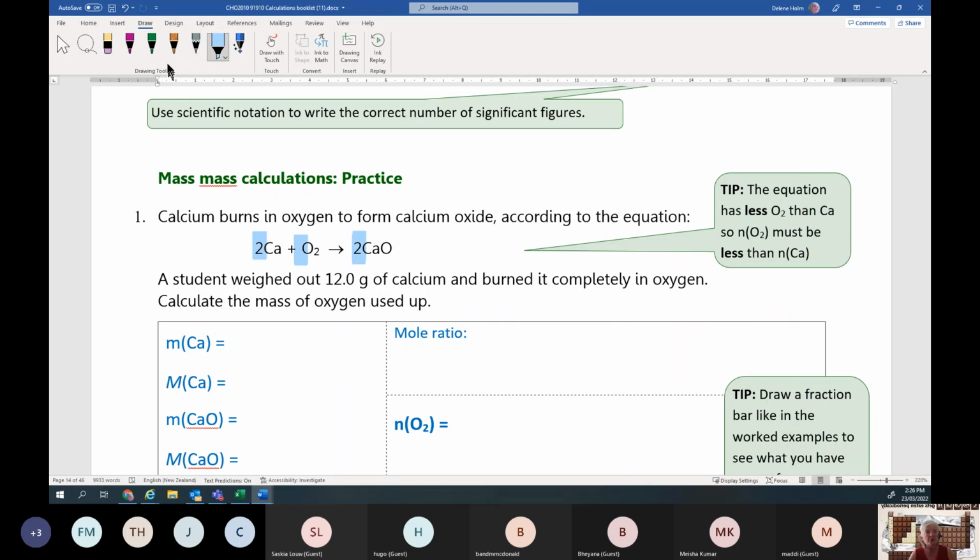So what do we know? We know, and this is always a useful tip, is to highlight what you're given. So we know that this is a mass of calcium. We know the mass of calcium is 12.0 grams. We know we've got excess oxygen, and we have to work out the mass of oxygen that we're going to be using. Oh, there's a mistake here. Calculate the mass of oxygen used up.